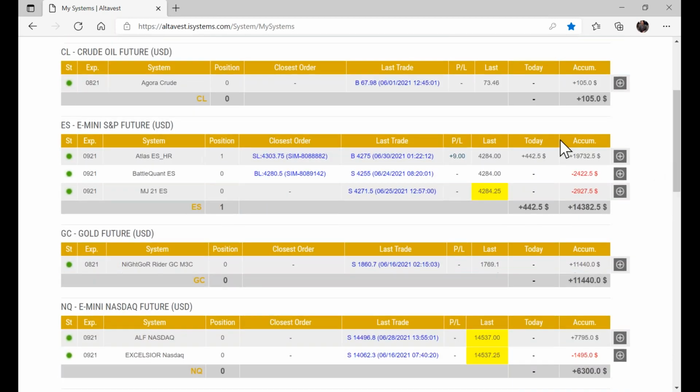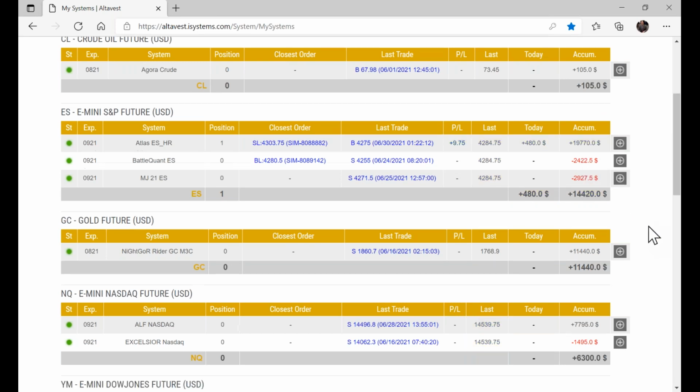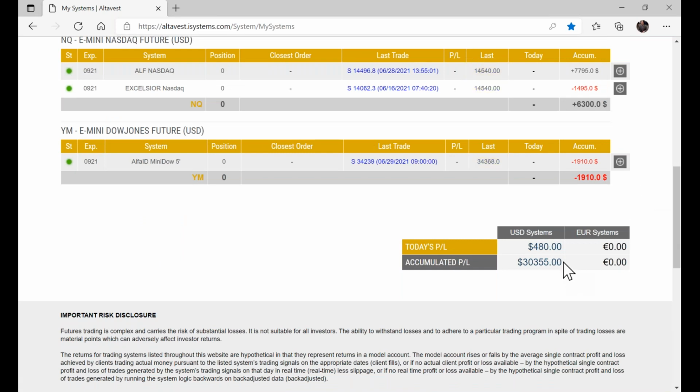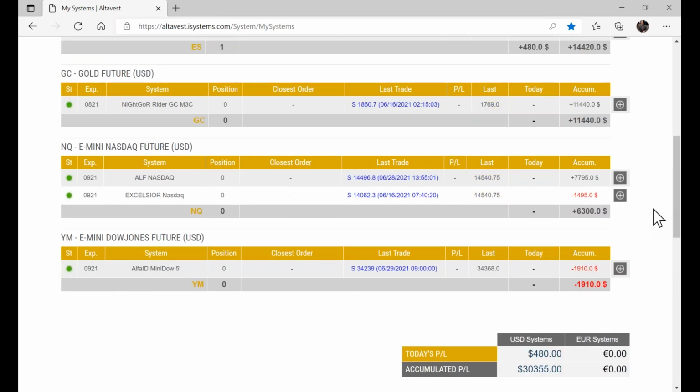And you'll see that for today, there were no trades here, but today there's a winner in this particular system called Atlas, $455. It's accumulated gain so far is 19,000. So that's doing well. These 2 systems below it are so far negative. But by the aggregate here, you'll see the accumulated P&L is over $30,000 with these particular systems in the demo account.